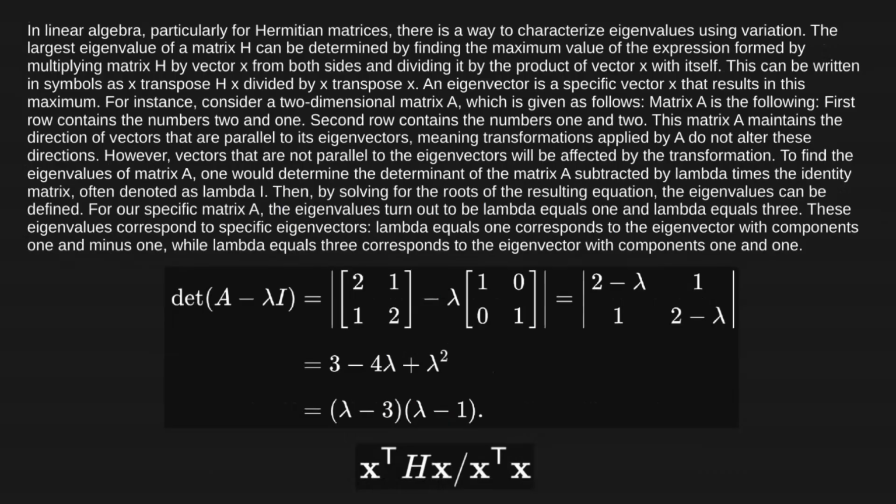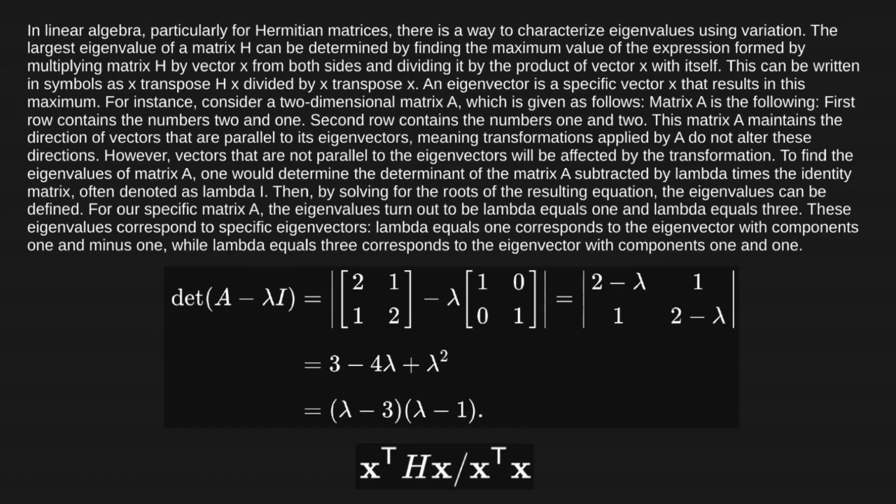In linear algebra, particularly for Hermitian matrices, there is a way to characterize eigenvalues using variation. The largest eigenvalue of a matrix H can be determined by finding the maximum value of the expression formed by multiplying matrix H by vector x from both sides and dividing it by the product of vector x with itself. This can be written in symbols as x transpose Hx divided by x transpose x. An eigenvector is a specific vector x that results in this maximum.